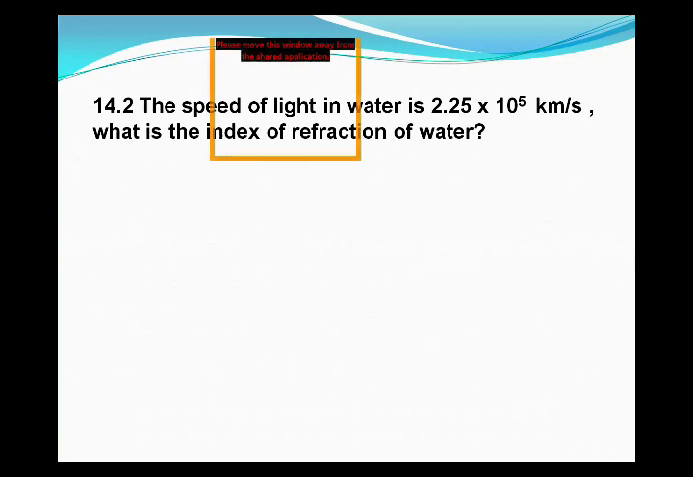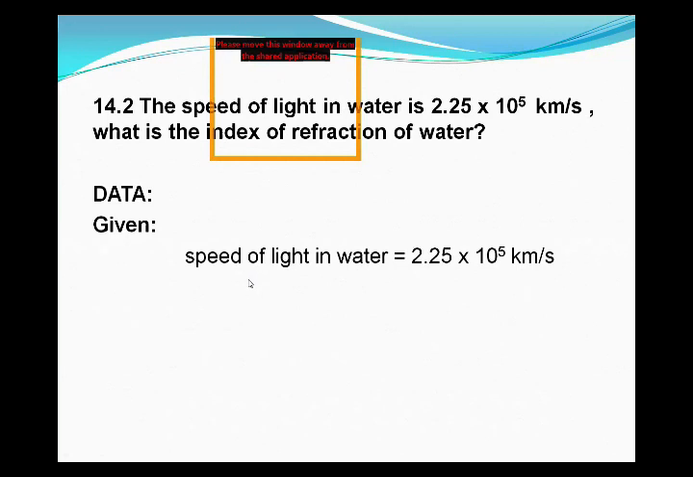In the previous one, the index of refraction was given and we were finding the speed of light in glycerine, or we can say in another medium. But here the difference is that we have to find out the refractive index of water while its speed is given. So we are making the data, and given we have the speed of light in water as 2.25 multiplied by 10 raised to the power 5 kilometer per second.